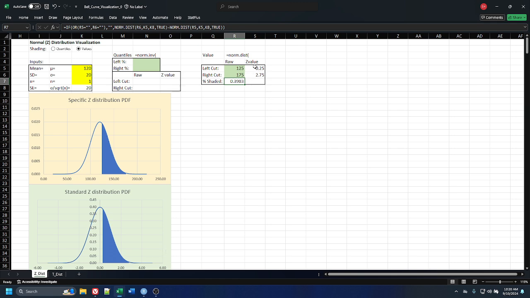We can also calculate the z value for each of these, and the z value calculation is going to be the same if we use the percent shaded as well. So it's only recorded here once.